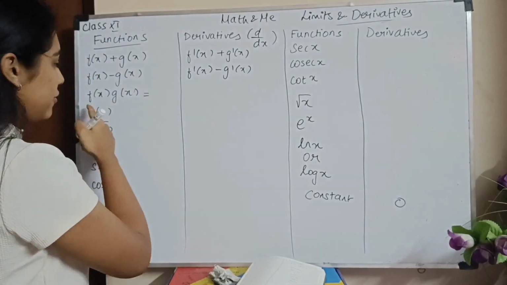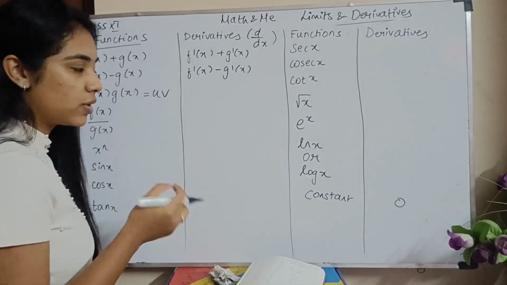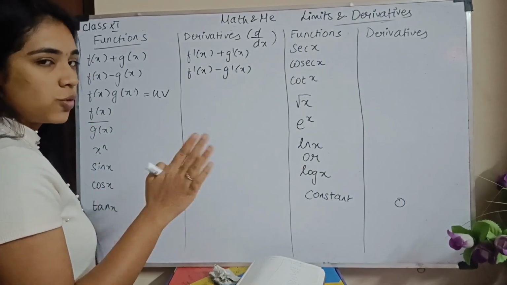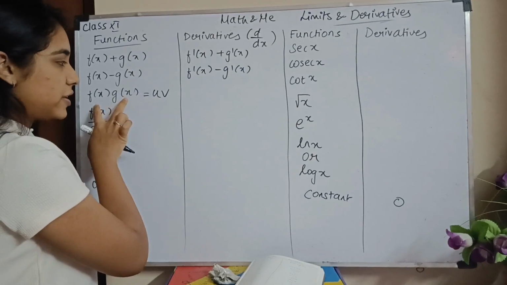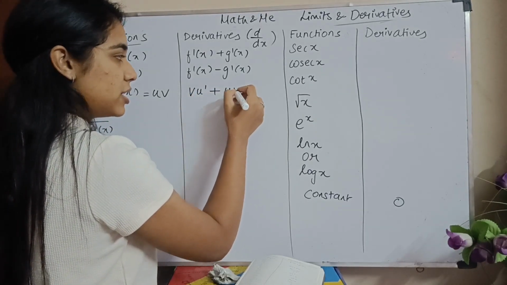So in this, f of x I'm going to take as u and g of x I'm going to take as v for simplicity. So f of x is also u of x, g of x is also v of x. Onnu change kadaidu, variable mattum dhaan change pandren. I'm going to take it as u into v. f of x, g of x is u into v. So I have v u dash plus u v dash.